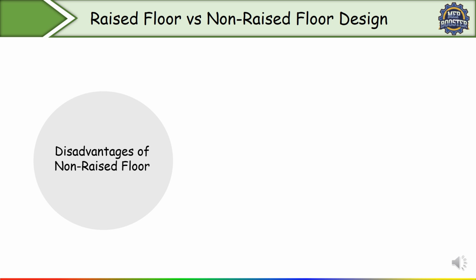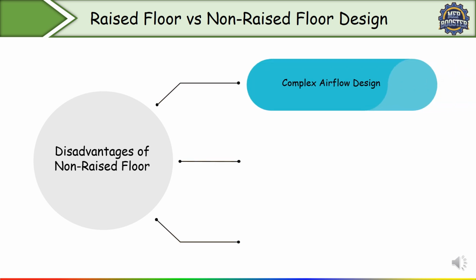Now here I will show you some limitations also. The first one, the airflow design is very complex. It means the air distribution is not simple. You must carefully design how cold air reaches the server and how hot air returns. And why does it become complex? Because here there is no underfloor plenum, no natural uniform distribution. Okay, that is why the airflow design is complex here.